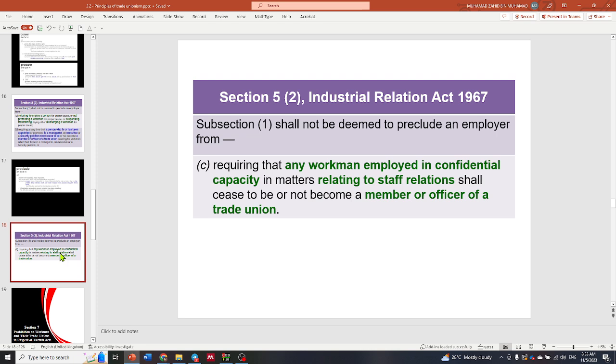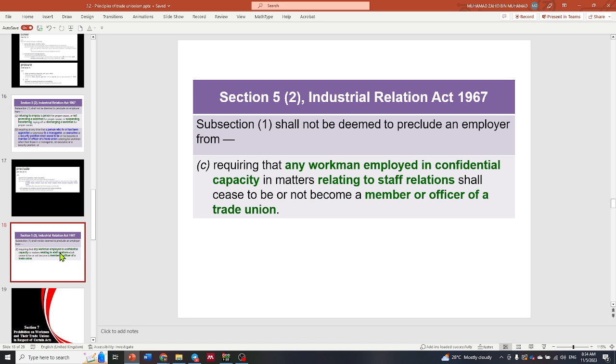And C, requiring that any workman employed in a confidential capacity shall cease to be or not become a member or officer of a trade union. Ni contohnya macam siapa tadi? Ahmad tadi dah dinaikkan pangkat. Dan you faham bila kita dinaikkan pangkat, kita diberikan lebih tanggungjawab. Dan bila diberikan lebih tanggungjawab, bermaksud kita akan jaga lebih banyak kerahsiaan. Betul? Contohnya saya sebagai seorang bos, saya tahu macam-macam kes rumah tangga staff-staff saya ni. Macam mana saya tahu? Sebab staff-staff akan sentiasa memohon cuti daripada saya. Bos, saya nak cuti sebab saya ada masalah rumah tangga. Bos, saya nak cuti sebabnya saya tengah down. Contohnya.